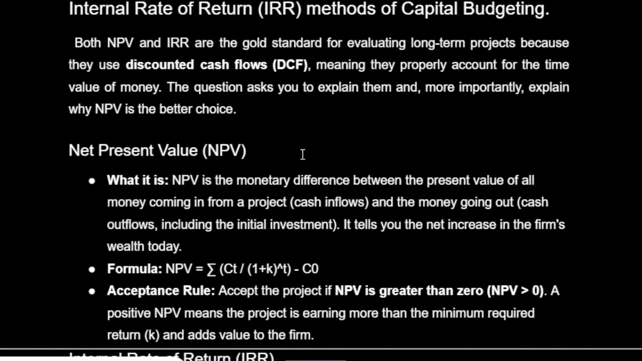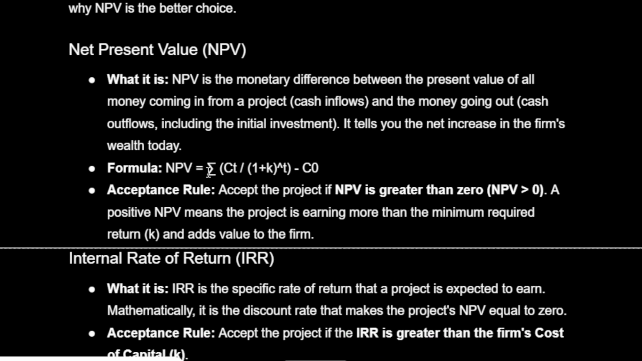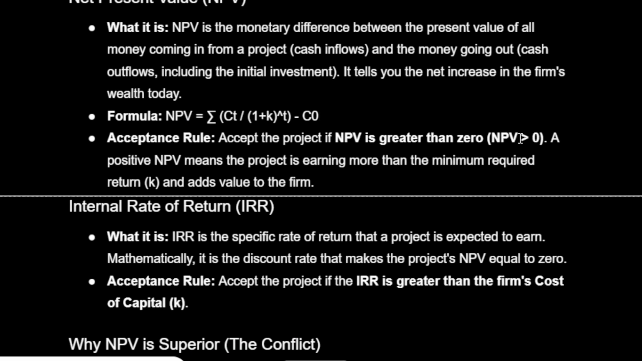Net present value (NPV). What it is. NPV is the monetary difference between the present value of all money coming in from a project, cash inflows, and the money going out, cash outflows, including the initial investment. It tells you the net increase in the firm's wealth today. Formula: NPV equals the summation of Ct divided by (1 plus K) to the power t, minus C0. Acceptance rule: accept the project if NPV is greater than 0.